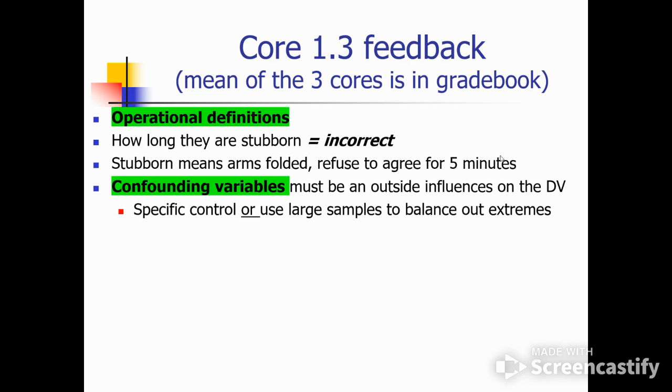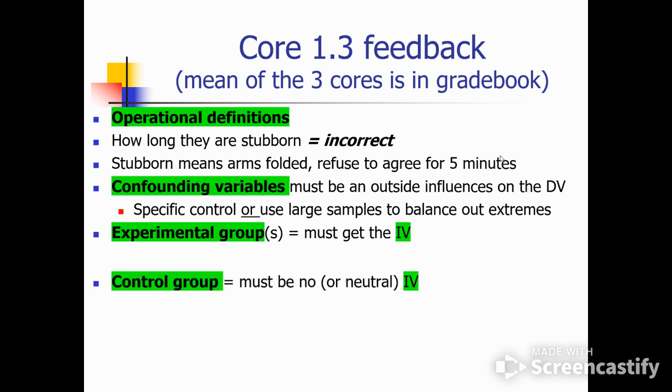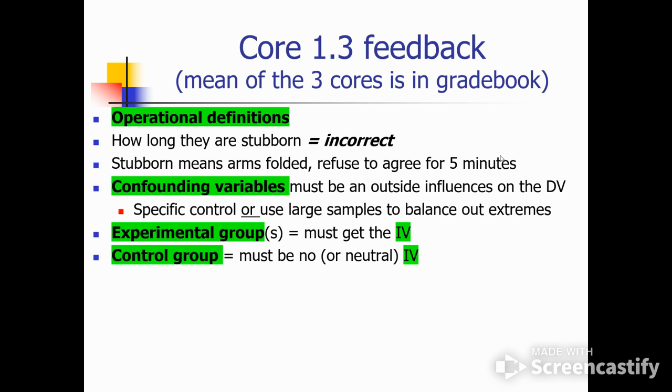Confounding variables must be the outside influences on the dependent variable. And so how are you going to deal with them? Well, you can either specifically address the control of whatever you said was the confounding variable, but you can also say, well, I'm just going to use a really large sample in my experiment, and that way all the extremes will balance out.